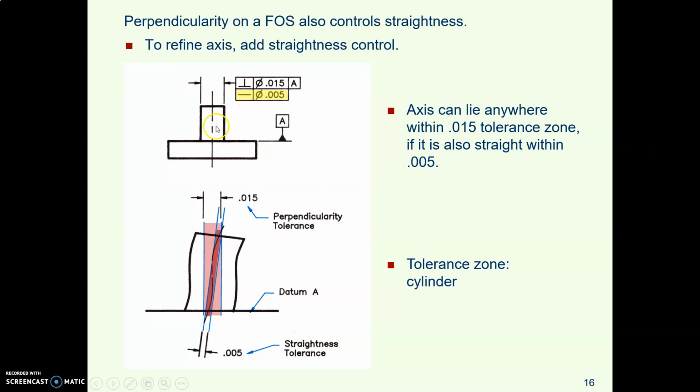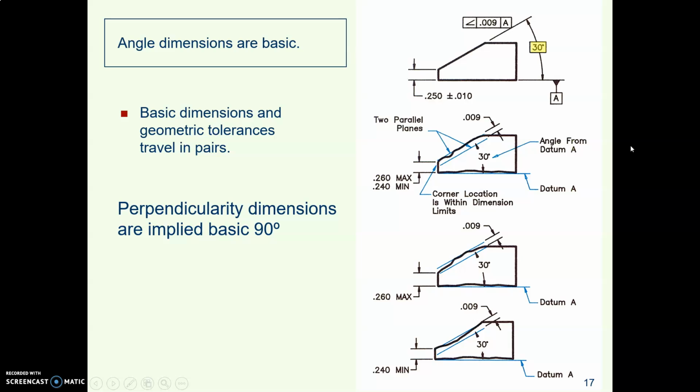Or if you're doing a tolerance on a pin, let's say a shaft, you want it to be perpendicular within a cylindrical tolerance zone that has a diameter of 15 thousandths, but wherever that lands, you also need it to be pretty straight. You need the straightness of the axis to land within a tolerance zone that's 5 thousandths in diameter. So here you see the two tolerance zones, the big one and the small one, nested together.